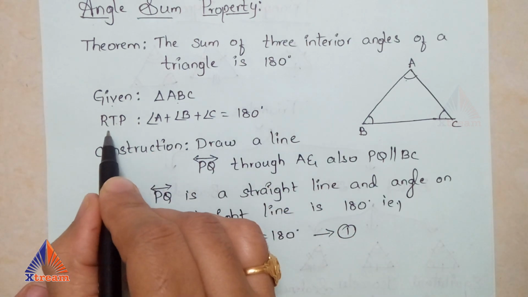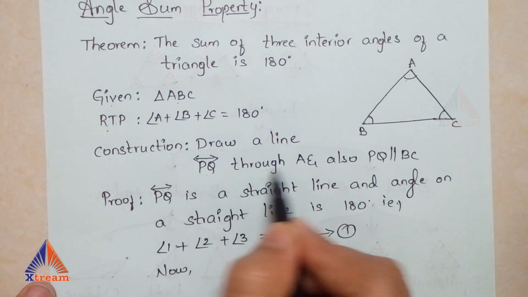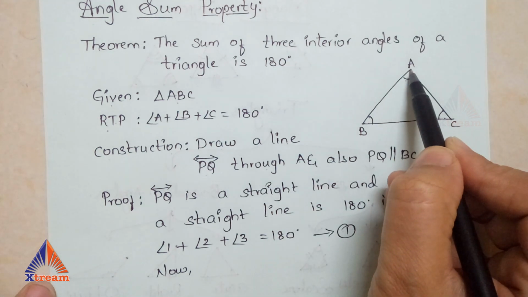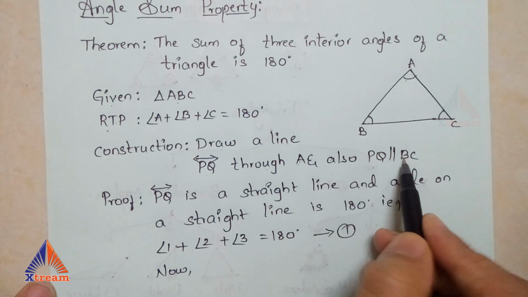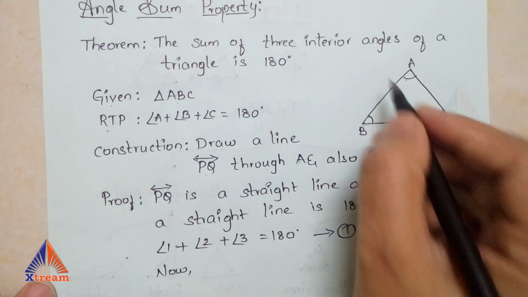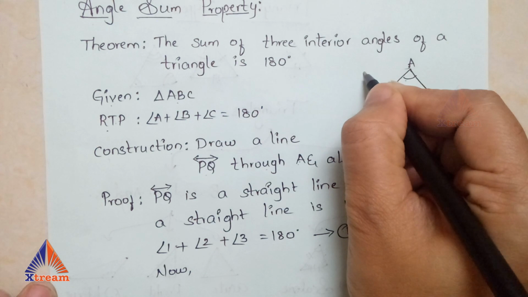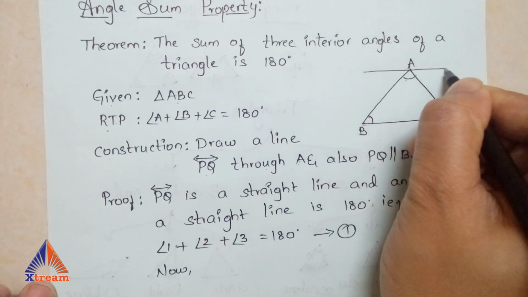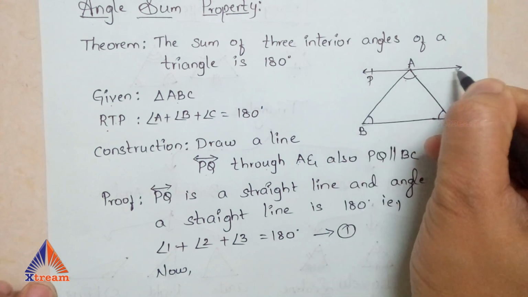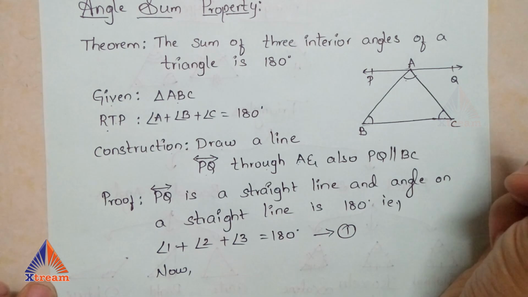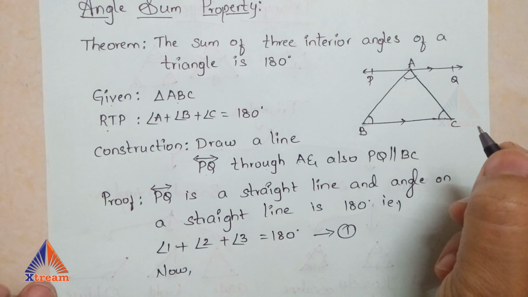To prove this, we need to do some construction. What is that construction? We have to draw a line PQ through A. And we have to make sure that PQ is parallel to BC. This is the BC we have, and the line which we are drawing needs to be parallel to this BC. So we are going to draw like this. So we have PQ here, and this PQ and this BC are parallel to each other.